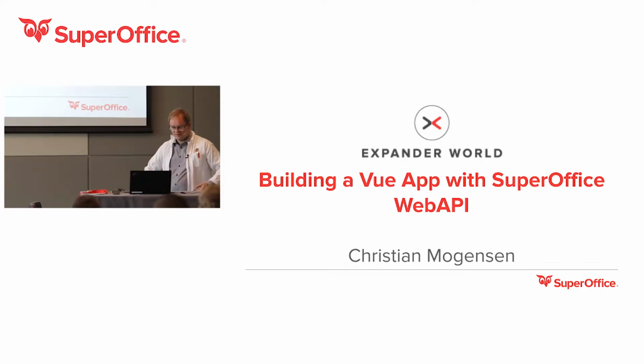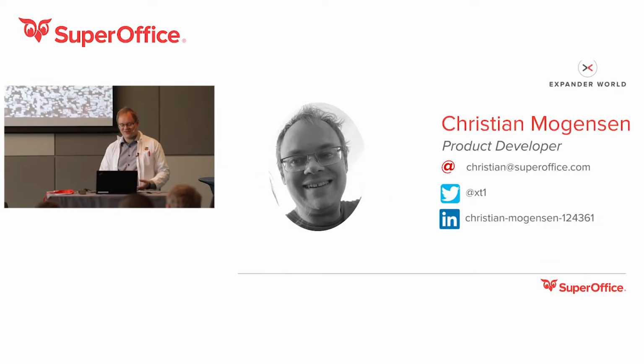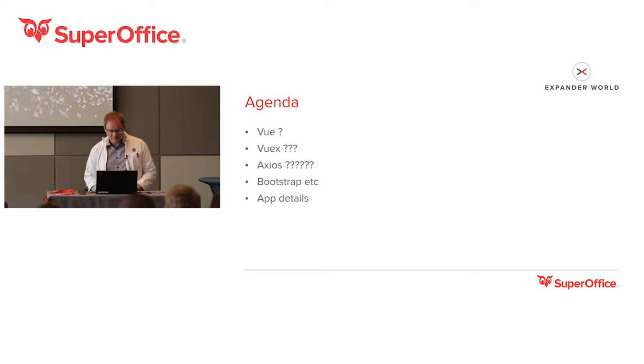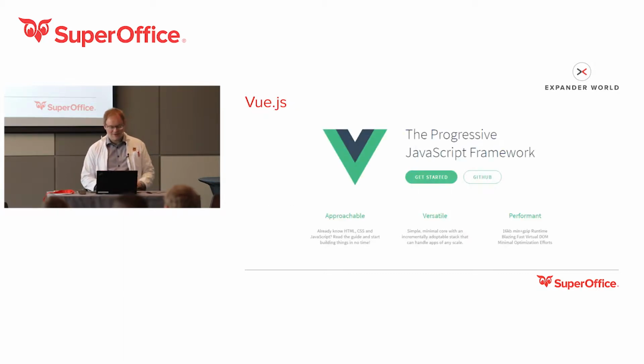Building with Vue. This is basically my way of trying to learn some cool new JavaScript and exercise the REST APIs that we've built and see, do they actually work in practice? So let's see. What we have is a bunch of buzzwords: Vue and Vuex and Axios and Bootstrap and all that kind of stuff. So I will try and explain how on earth these things fit together with our API and what they are.